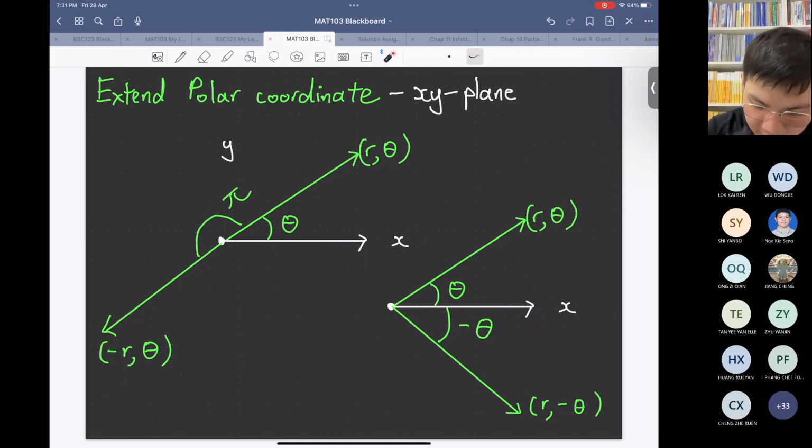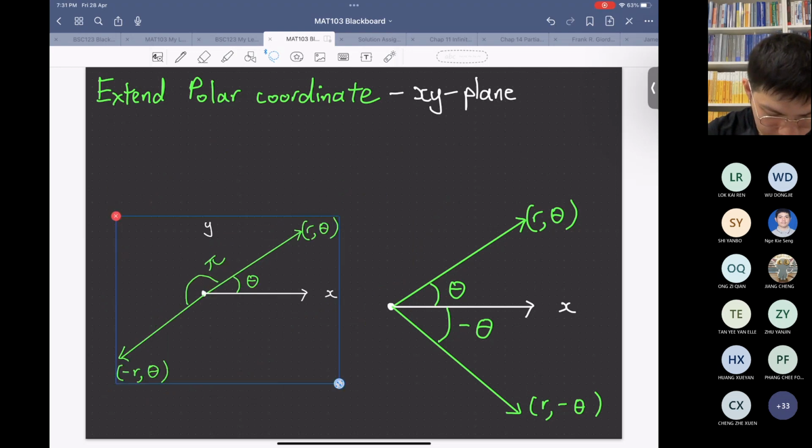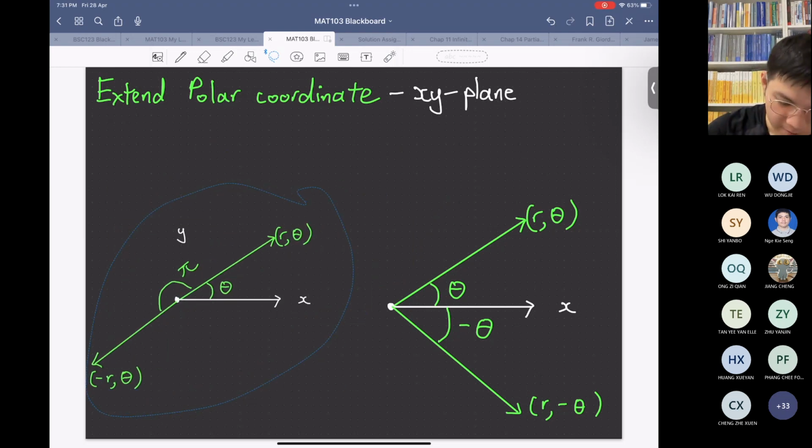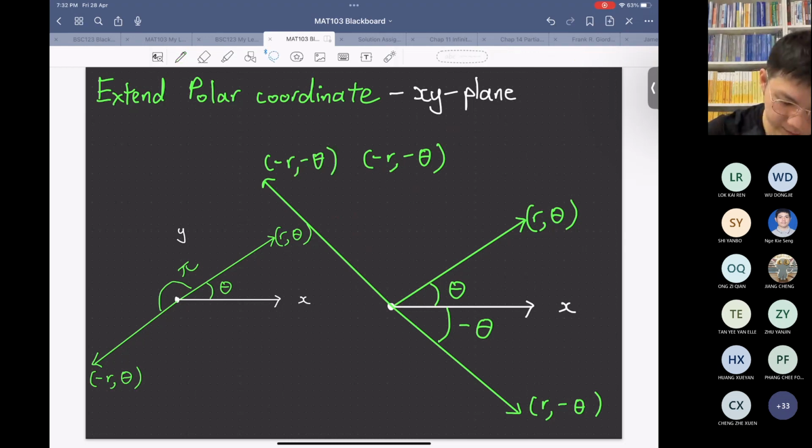Okay, and then if you take minus r, let's apply the minus r convention here. So if we take minus r, minus theta, what does this mean? This means we extend the point r, minus theta and then go in the other direction. So we'll go this direction. So here is minus r, minus theta. Okay.